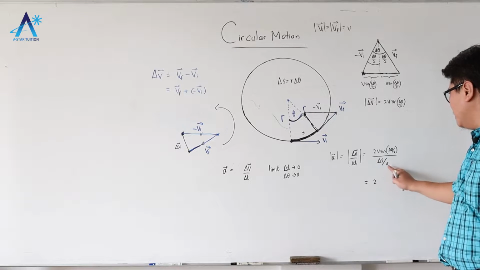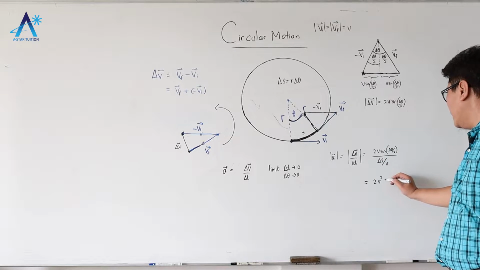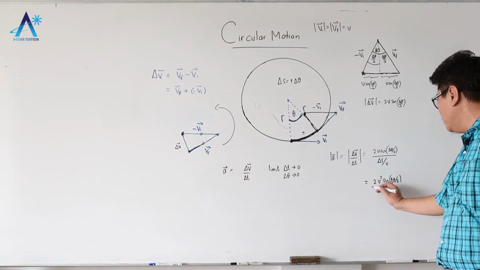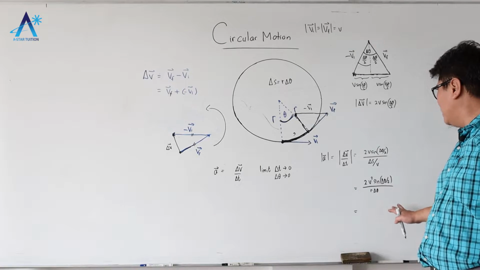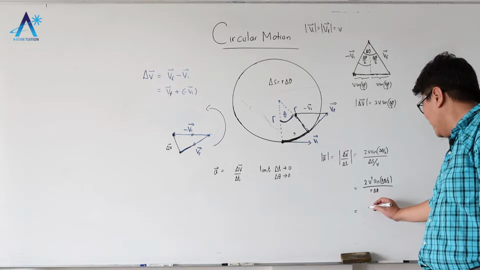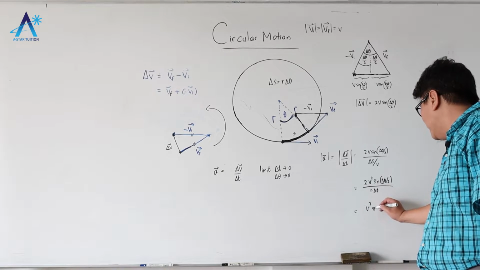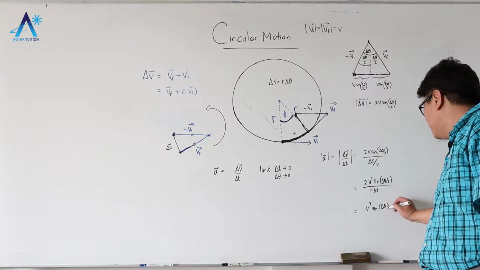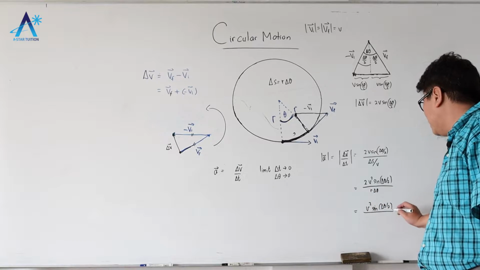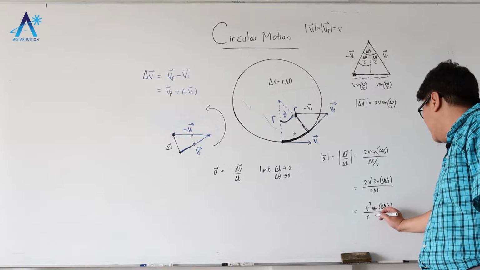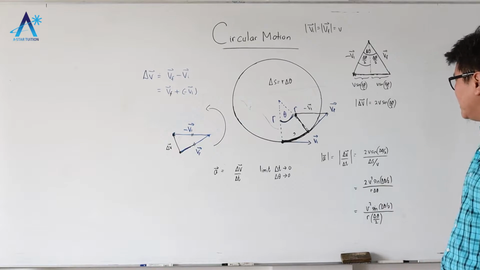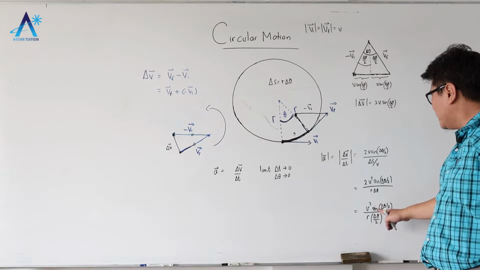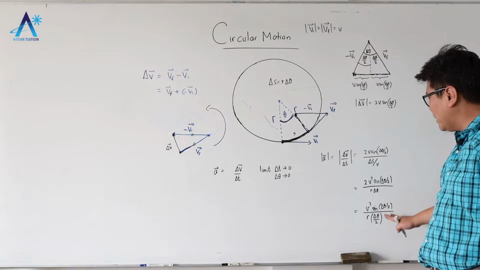So you have the V moved up, become 2V squared sine delta theta over 2, and then you divide it by delta S, which is R delta theta. So now, when we have this expression, we can do a bit of manipulation. Sine delta theta over 2. We can just bring the 2 down here, so it becomes the denominator of delta theta, so delta theta over 2.